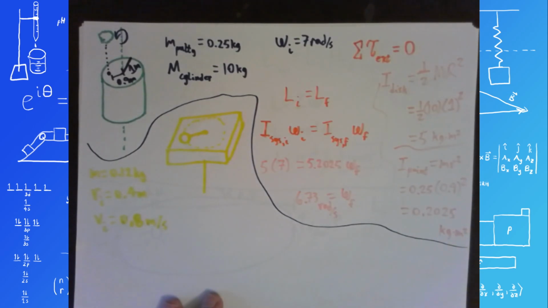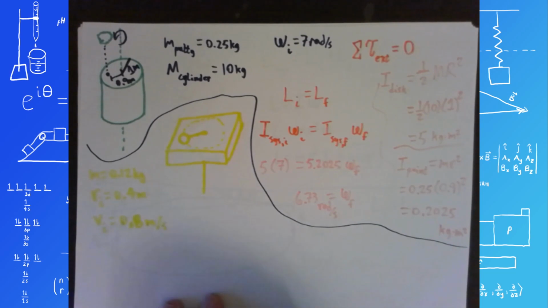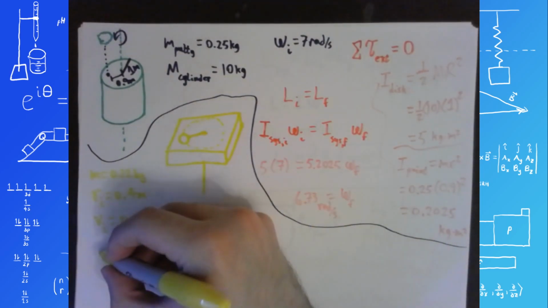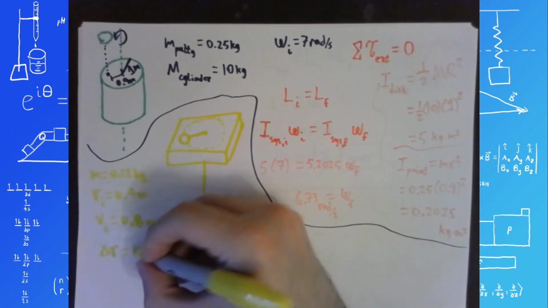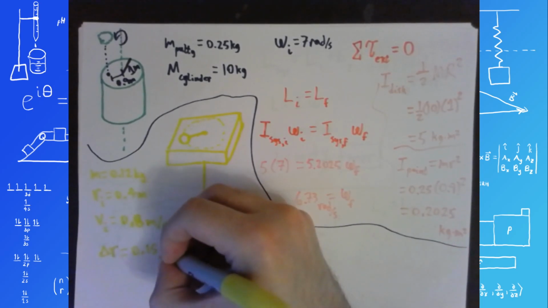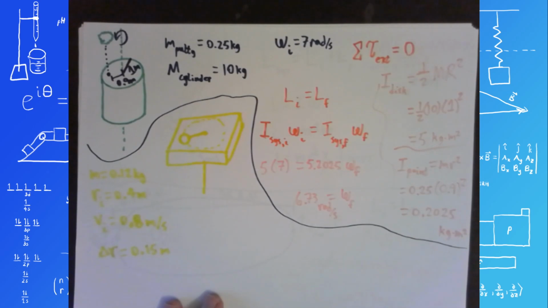The string is pulled down 15 centimeters through the hole in the frictionless table. So I guess we'll call that delta R is 15 centimeters, or 0.15 meters. Determine the work done on the puck.